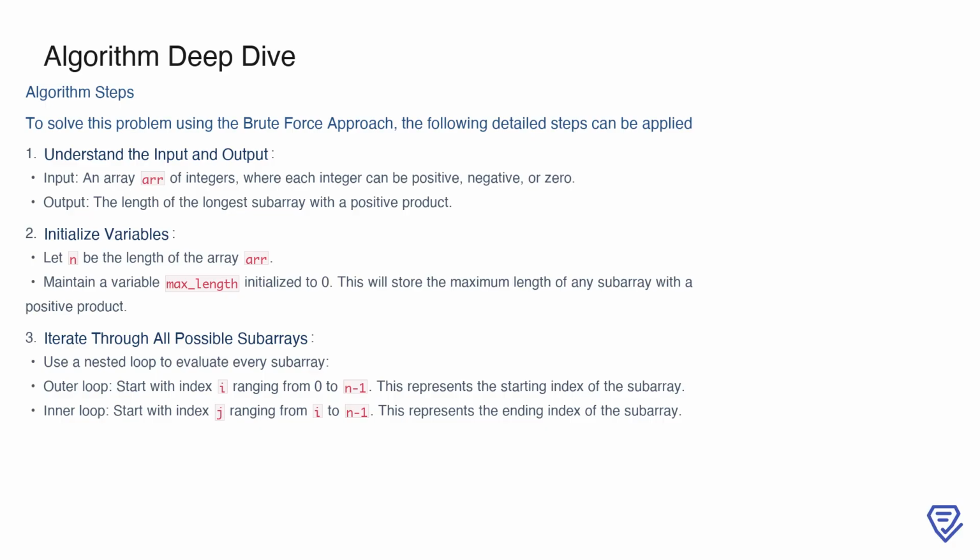Then, we use a nested loop structure to evaluate every possible subarray. The outer loop iterates through all possible starting indices of subarrays, while the inner loop iterates through all possible ending indices for each starting point. This setup ensures that we examine all potential subarrays in the array.